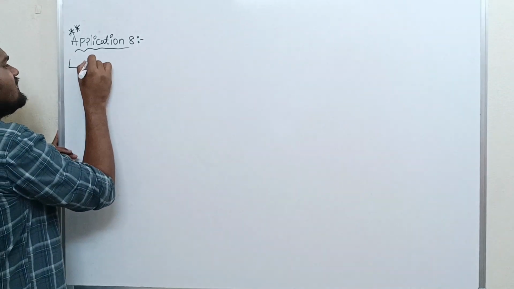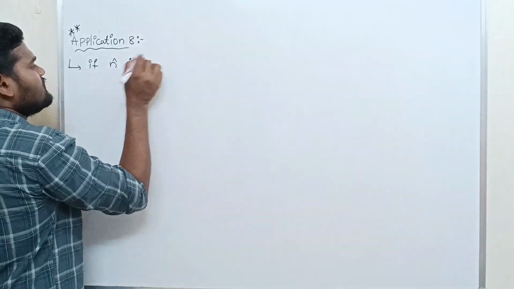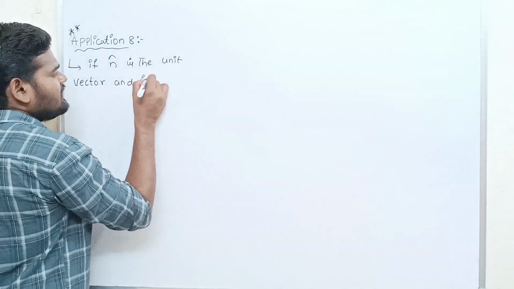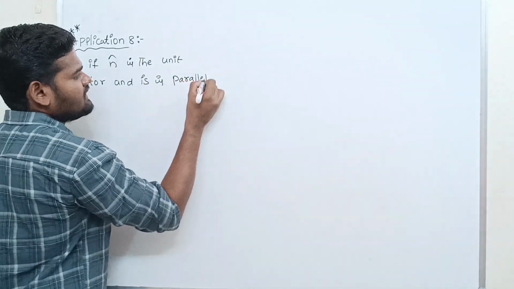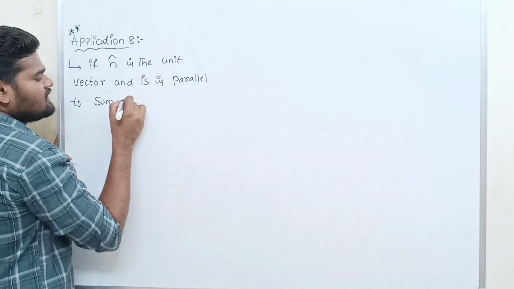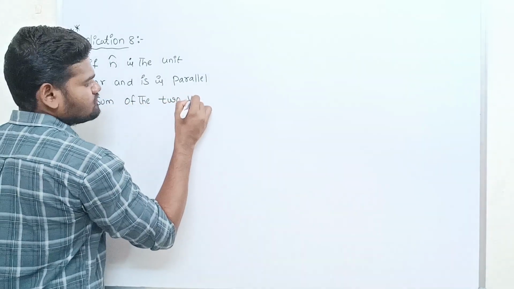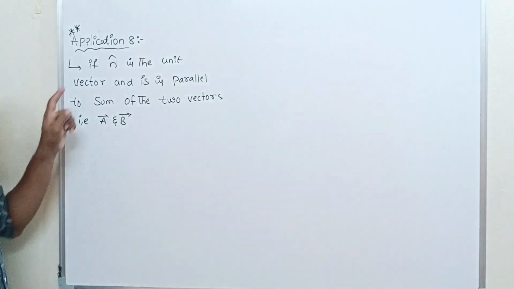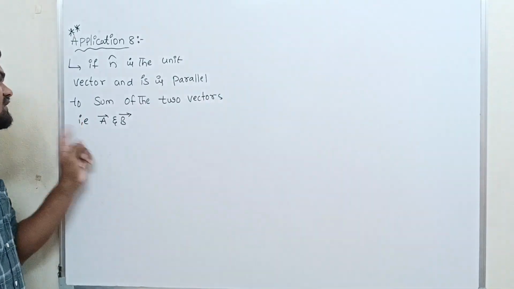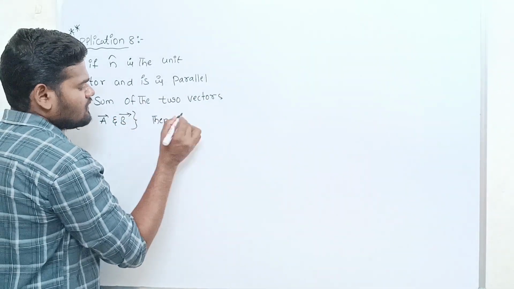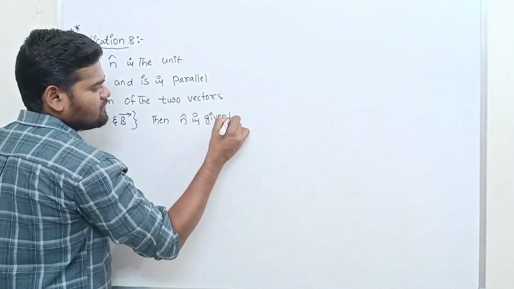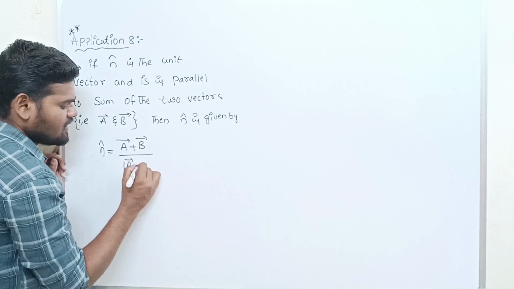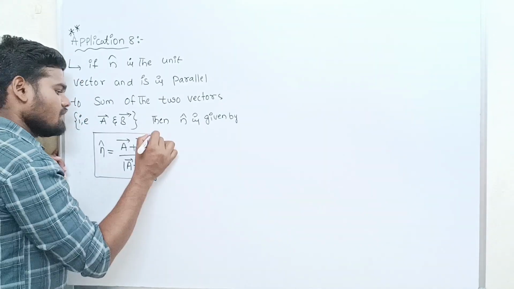That is, if n cap is the unit vector, and it is parallel to the sum of the 2 vectors, that is a bar and b bar. Okay, so n cap is the unit vector which is parallel to the sum of the 2 vectors. What are the 2 vectors? A bar and b bar. Then n cap is given by n cap is equals to a bar plus b bar divided by magnitude of a bar plus b bar. So important formula, we have some problems on this formula.